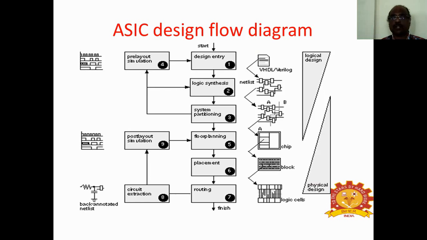Floor planning tries to arrange the blocks of the netlist on the chip. You have created the system partitioning. You can see from the PPT that on the right-hand side of the third step there are blocks A and B. Block A should be arranged at a certain place. That is what is called floor planning. So you do floor planning to arrange the blocks with the netlist on the chip.